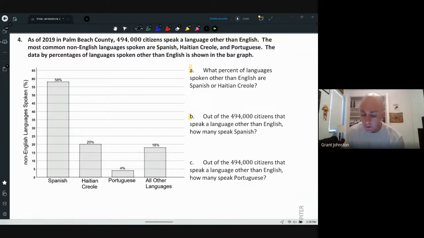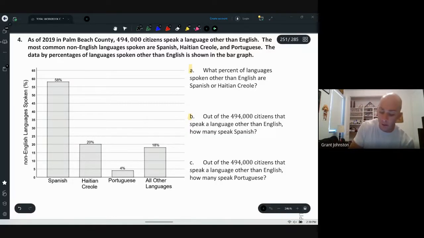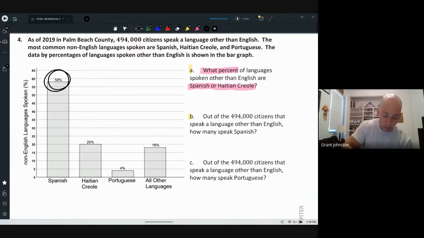languages. So A says, what percent of languages spoken other than English are Spanish or Haitian Creole? So we want what percentage are Spanish or Haitian Creole? So Spanish and Haitian Creole. So 58% plus 20% is 78%.